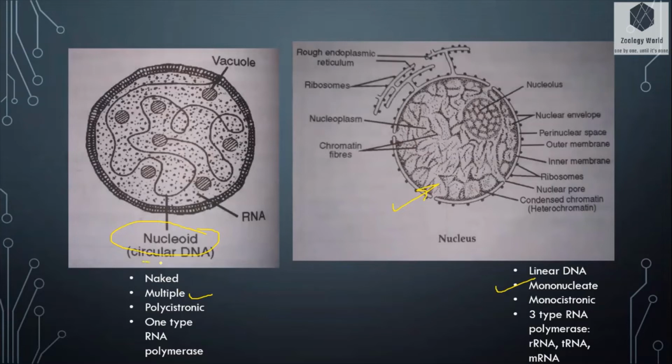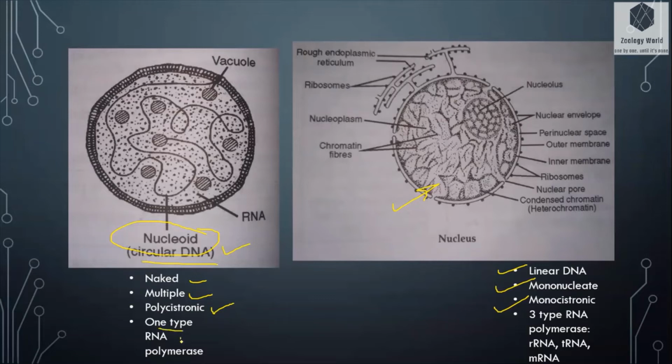The DNA that is present is circular and naked in the prokaryotes, and it is linear in the eukaryotic DNA. DNA found in the prokaryotes is polycistronic, whereas it is monocistronic in the eukaryotes. Polycistronic means the mRNA encodes for more than one gene at a time, whereas monocistronic in eukaryotes means at one time the mRNA generally encodes for one gene.